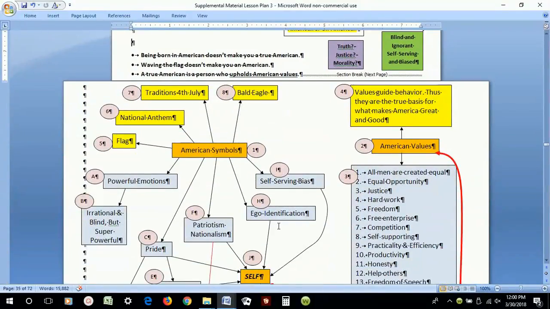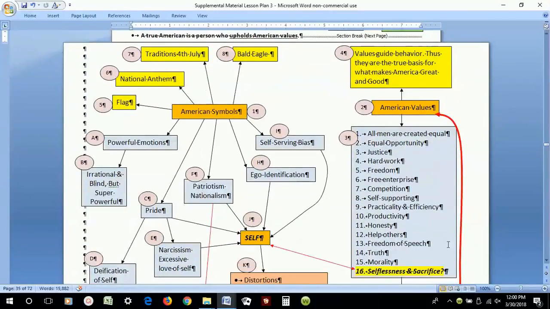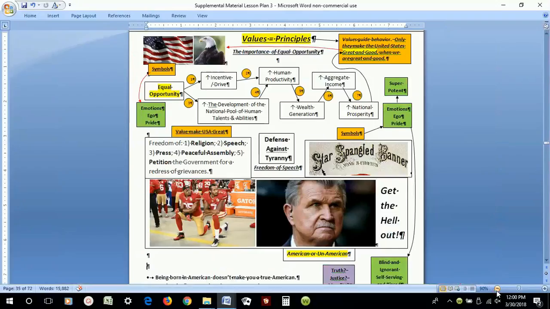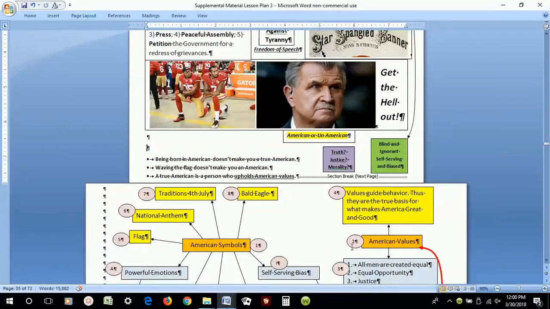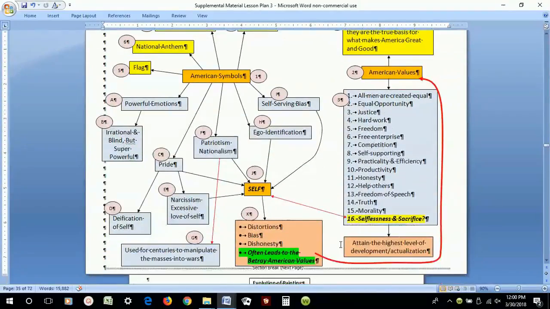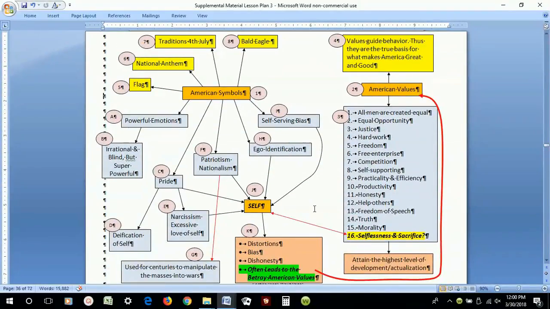All right, so I want to take a look at, I made a chart here. American symbols versus American values, all right. So here we have American symbols, here we got American values, right?